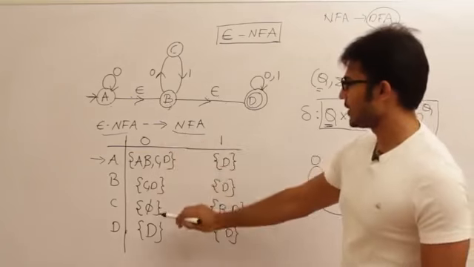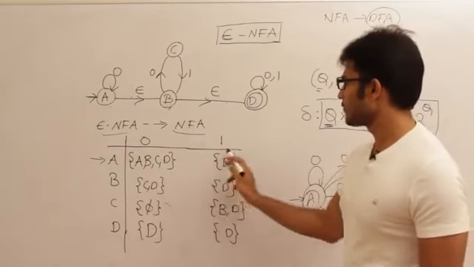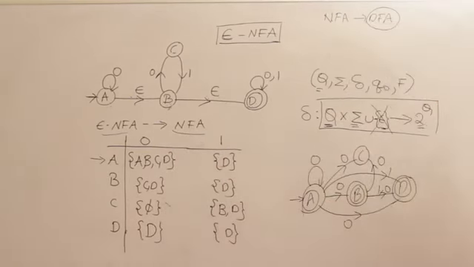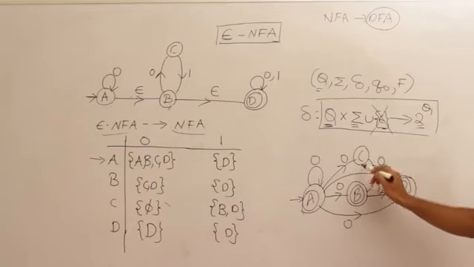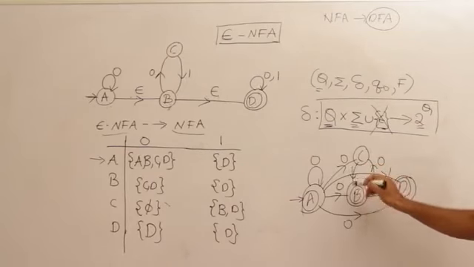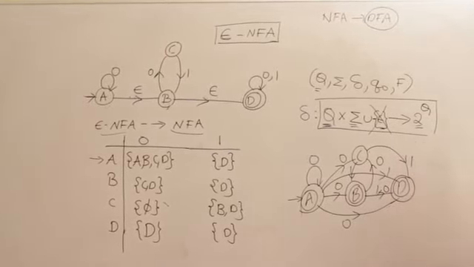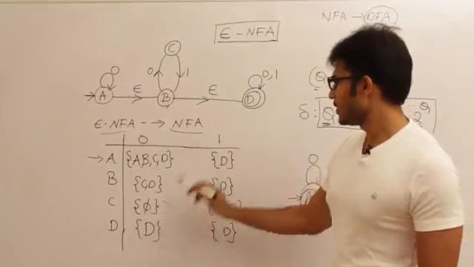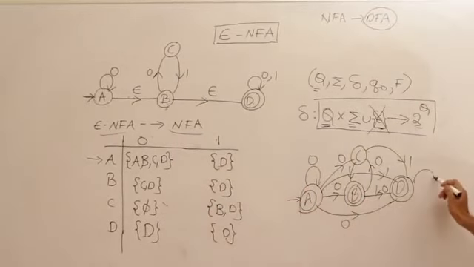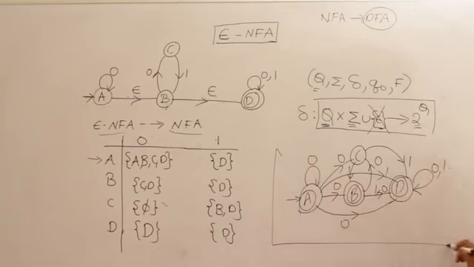Next, C on 0, it has no move, and then C on 1. C on 1 is going to B and D. D on 0 is going to D, and on 1 it is going to D itself, which means D is going to be 0, 1. So this is the NFA for the given epsilon NFA, right?